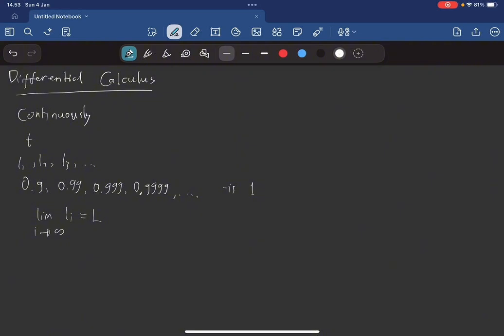We can apply the same idea to a function. Suppose we have a function f(t) and we want to describe how it varies as t gets closer and closer to some value, say a. If f(t) gets arbitrarily close to L as t tends to a, then we say the limit of f(t) as t approaches a is the number L, or we can write it like this: the limit as t approaches a of f(t) equals capital L.